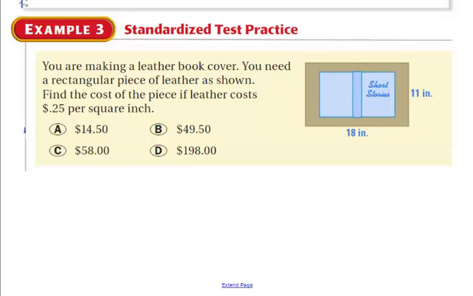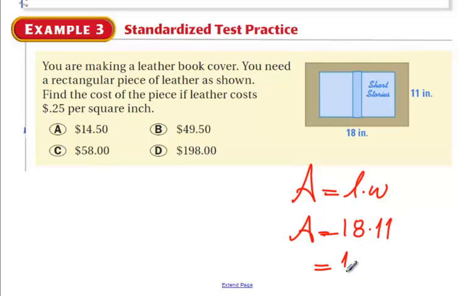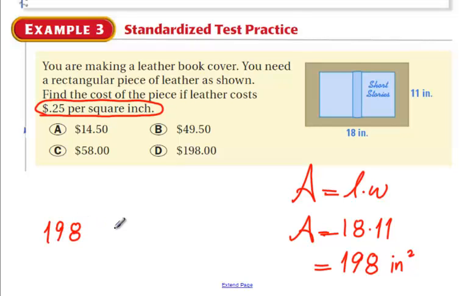Okay. So we have to use the area formula. So what's the area formula of a rectangle? Length times width. So what's the length of that rectangle? 18. The width is equal to 11. Then the answer is equal to 198 square inches. Then each square inch is equal to 25 cents, and $0.25, I need to multiply the total area with 0.25.